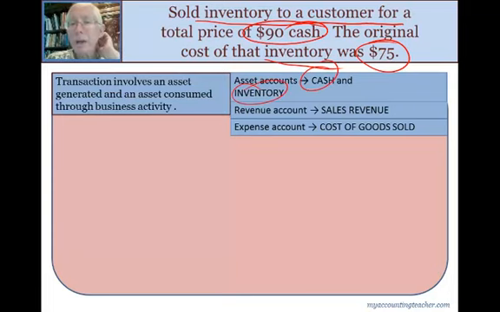I've got a revenue account. Why am I getting this cash? Because I did something for a customer. I generated this cash through doing business. So I've got sales revenue involved. Revenue's the amount of assets generated in doing business.